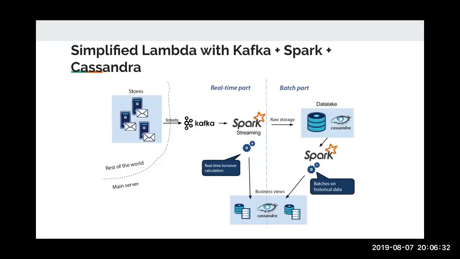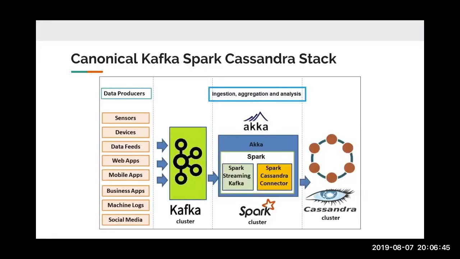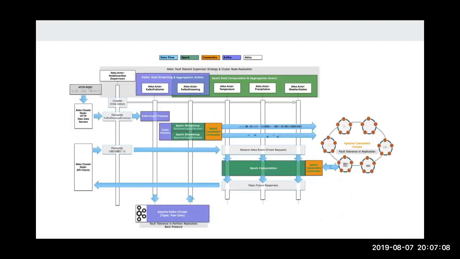Here's another example of Lambda with Kafka and Spark, using Spark for the batch and Spark for the stream. There's an example called Killer Weather that's open source that shows how to do Spark, Kafka, Akka, and Cassandra. Because people always ask, why do I need to use Akka if I've got Spark streaming, right? And it looks like this.